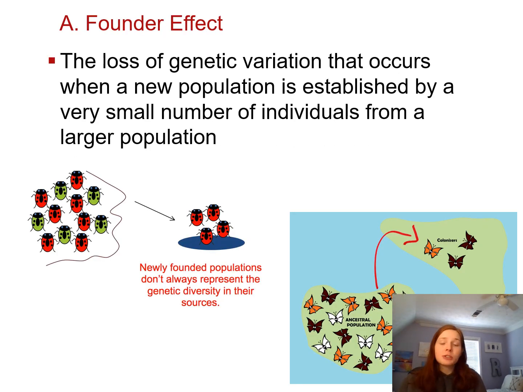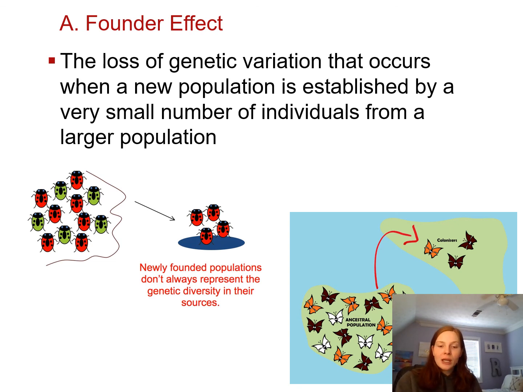Okay, so there's really two types of genetic drift we're going to talk about. The first one is the founder effect. So if you think of the founder of the United States as someone who traveled from Europe and came and colonized the United States, you can think of that as kind of what the founder effect is. So it's when organisms from one population leave and establish a new population somewhere else.